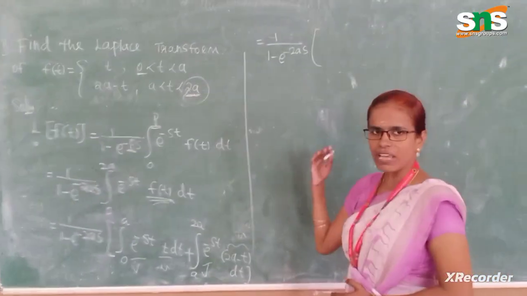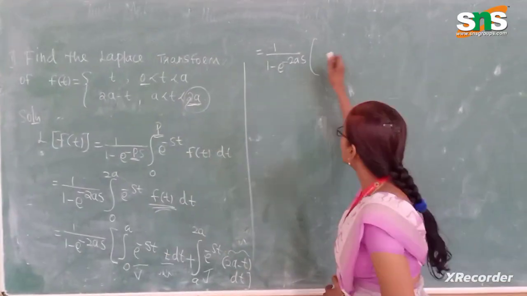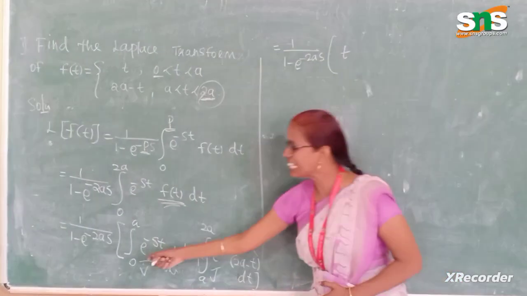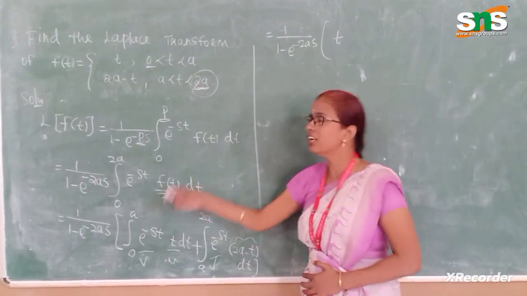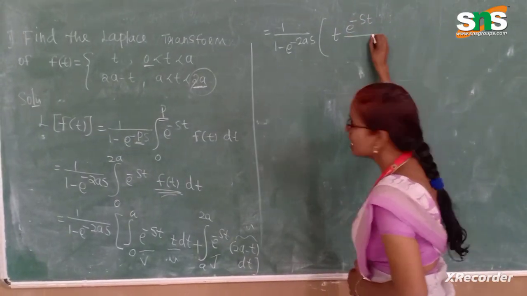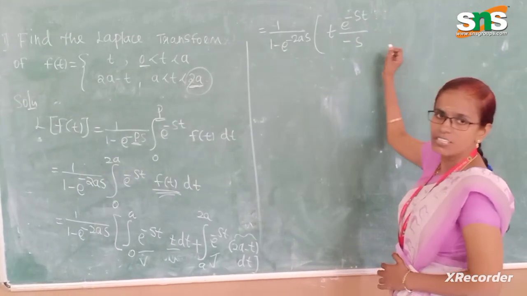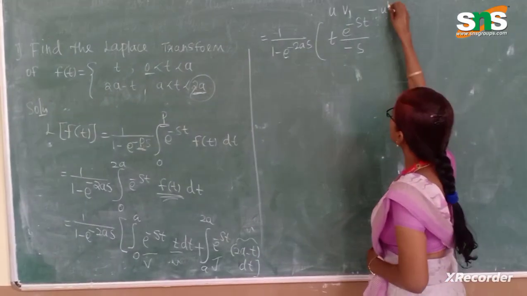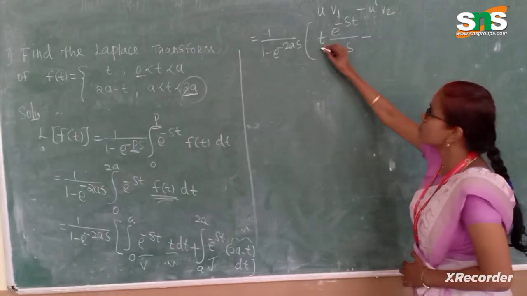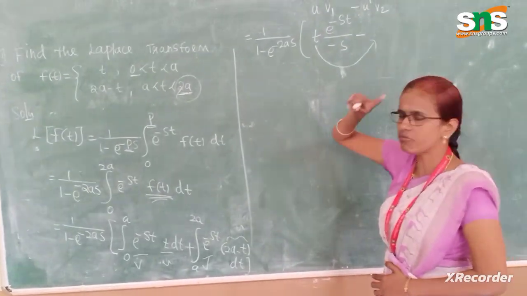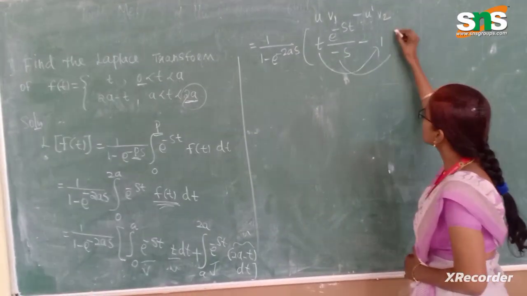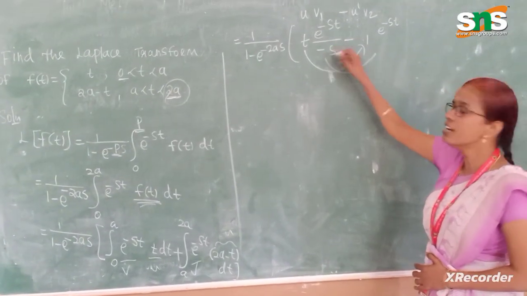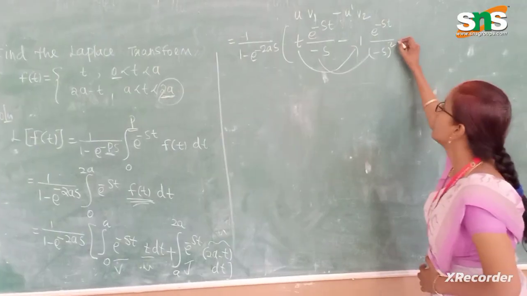Now we use Bernoulli's formula. For the first case, the first term is u v1, where u is t. Then I integrate e power minus st, which gives e power minus st divided by the coefficient of t, which is minus s. The next term is minus u dash v2. Differentiating t gives 1, and integrating again gives e power minus st by minus s whole square, since we get one more minus s.